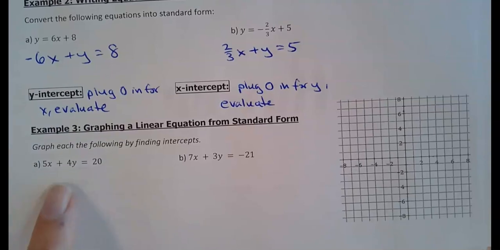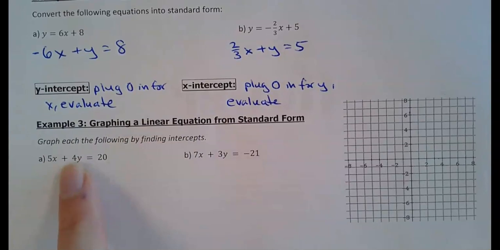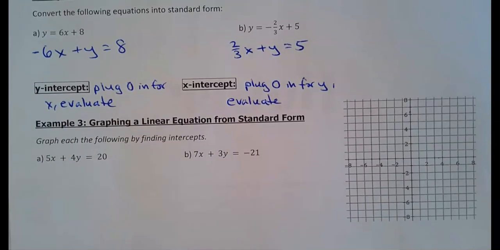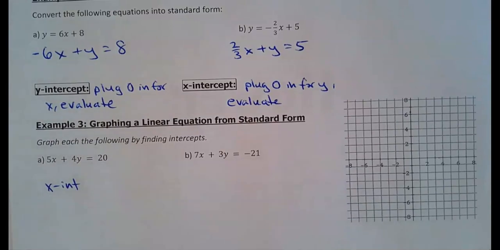Okay, so like this one right here, it says graph from standard. So these are in standard form. Have something x plus something y equals a constant. And it says down here, graph each of the following by finding intercepts. So if I want to find the x-intercept, I need to plug 0 in for y.